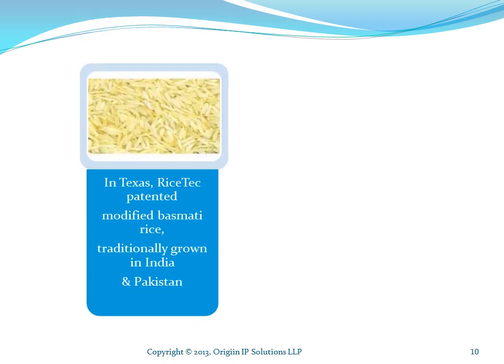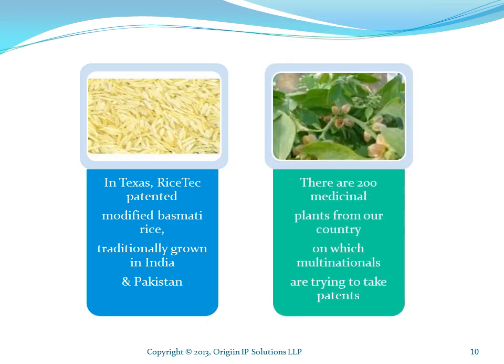Here are a few examples to show how third parties may misuse one's IP if not protected properly. For example, in Texas, Rice Tech patented modified basmati rice, which is traditionally grown in India as well as Pakistan. There are 200 medicinal plants from a country on which multinationals are trying to take patents.